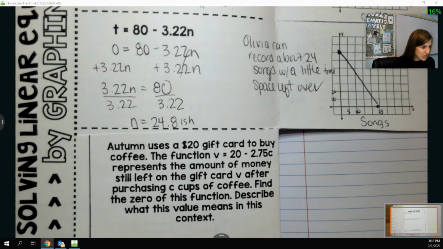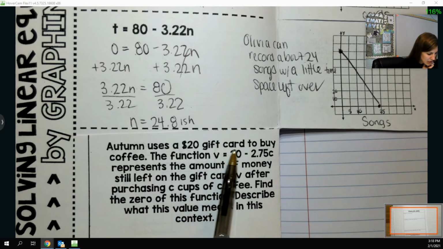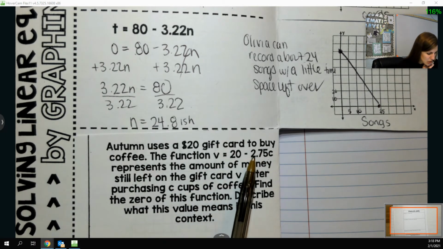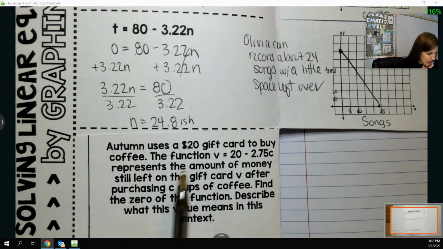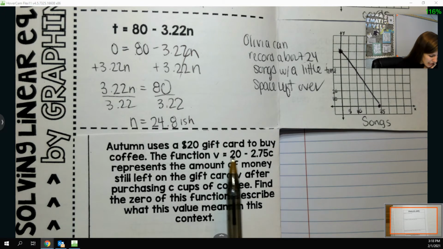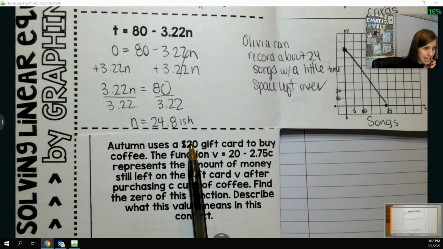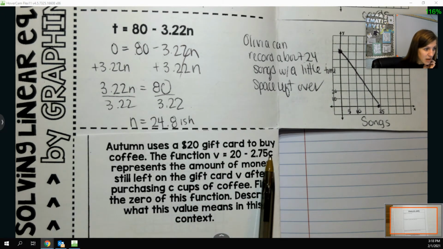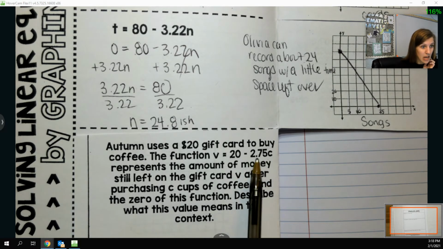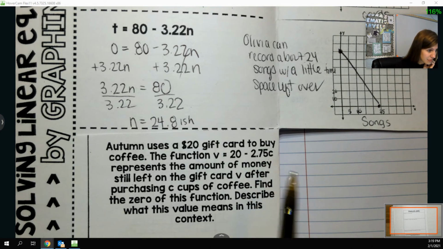And the last one that we're going to do in here: Autumn uses a $20 gift card to buy coffee. The function v equals 20 minus 2.75c represents the amount of money still left on the gift card v after purchasing c cups of coffee. Now I can also see that happening in the equation because $20 is how much I start with, and every time I buy a cup of coffee, it must cost $2.75 because we're taking that off over and over again. Find the zero and describe what this means.